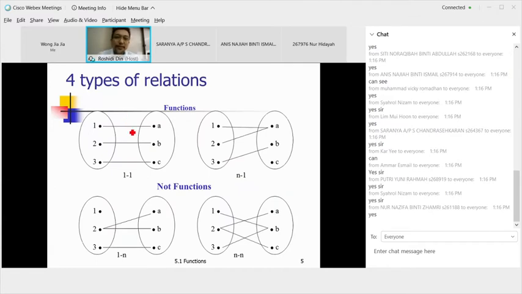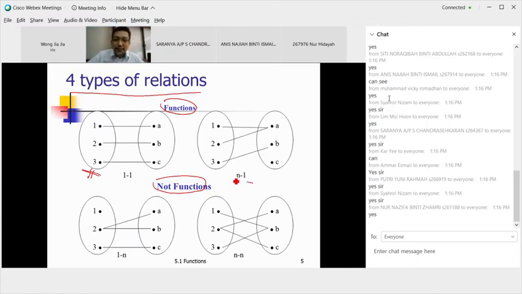Okay. So the basic question, how do we differentiate what is a function and what is not a function? There are 4 types of relation. Between these 4 types of relation, only two types can be called a function. The others we call not a function. So what are the types of relation? First is one-to-one relation. So one-to-one from 1 here to this value. It means only one mapping from 1 to A, from 2 to B, 3 to C. This is a function.